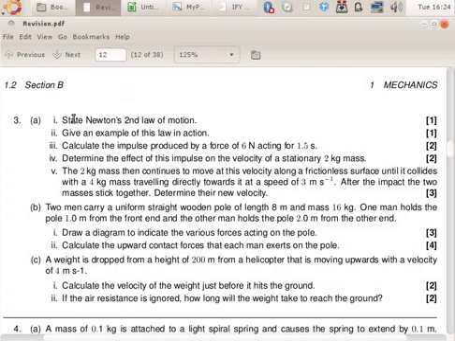Newton's second law. Force is the rate of change in momentum. Give an example of this law. Two cars hitting one another. No, keep it simple. You know, something falling. Being thrown. Yeah, something falling. So a ball will have a weight force pulling it down, causing its momentum to change.